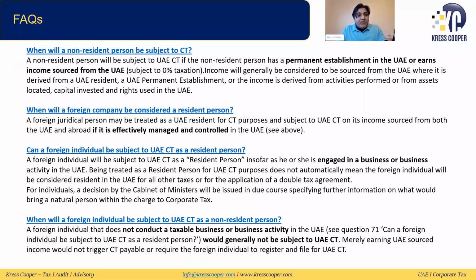Can a foreign individual be subject to UAE CT as a resident person? Yes. If this individual is conducting business in the UAE, then this individual will be considered a UAE resident person, and any income related to that business, either earned locally or earned out of the UAE, this income will be subject to tax in the UAE.